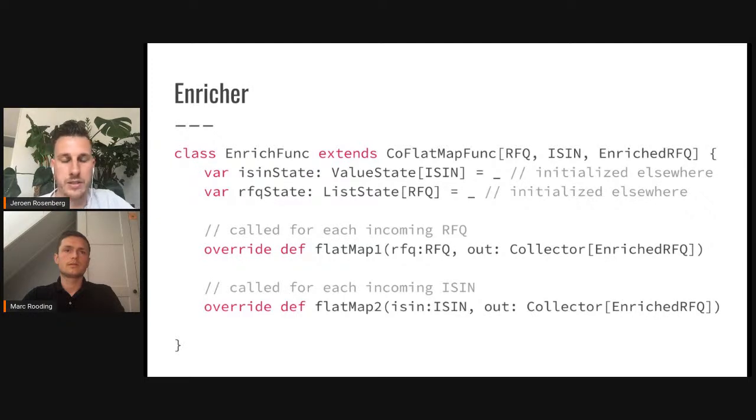You need to make sure that when an RFQ comes in, you check in your current state if you already have an ISIN that matches this RFQ, you combine them, and vice versa for when an ISIN comes in. After you've matched, you can actually forget about that state, because then you already processed that match, basically.